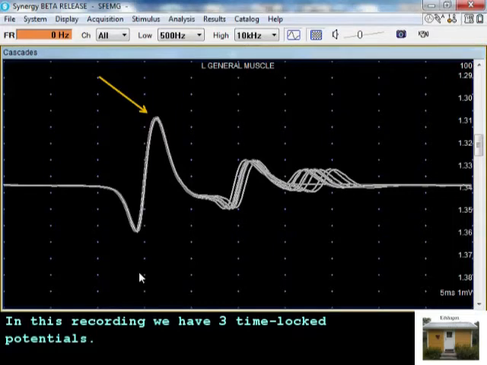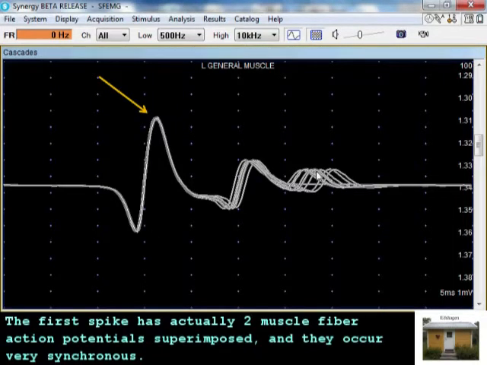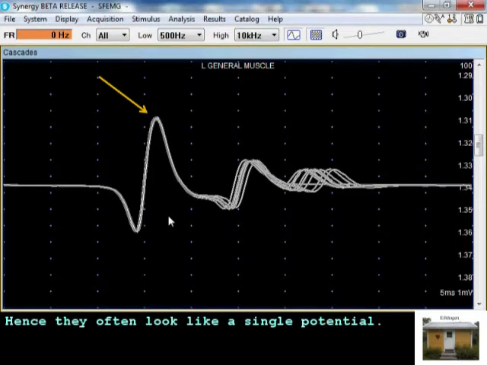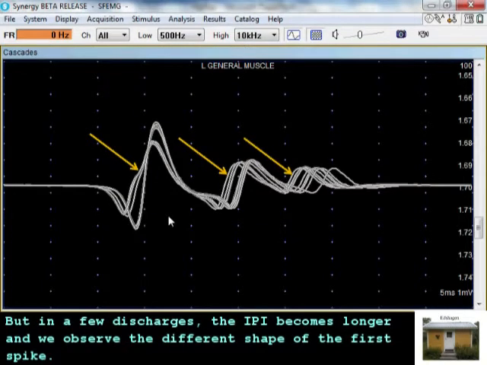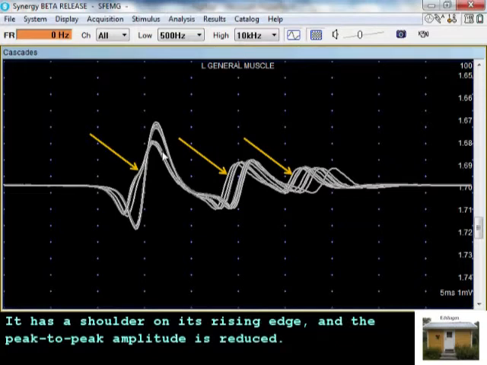In this recording we have 3 time-locked potentials. The first spike has actually 2 muscle fiber action potentials superimposed, and they occur very synchronously, and hence they often look like a single potential. But in a few discharges, the IPI becomes longer, and we observe a different shape of the first spike. It has a shoulder on its rising edge, and the peak-to-peak amplitude is reduced.